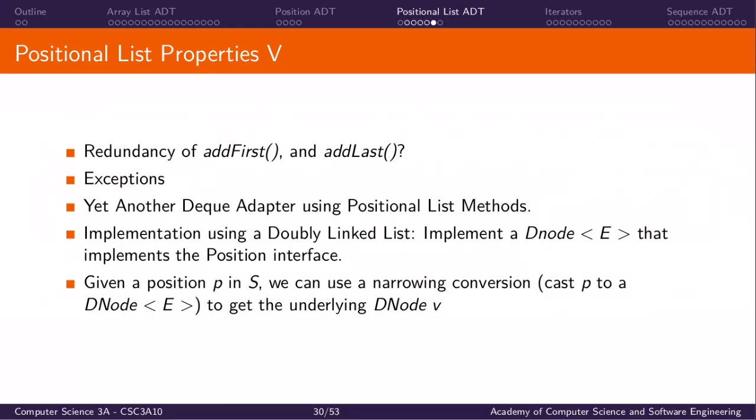By using a position, we only expose that single method, element. And so we can implement this list by having some concrete data structure like a doubly linked list, which uses these DNodes to implement this list. But those DNodes will themselves implement position and only expose that single position method.